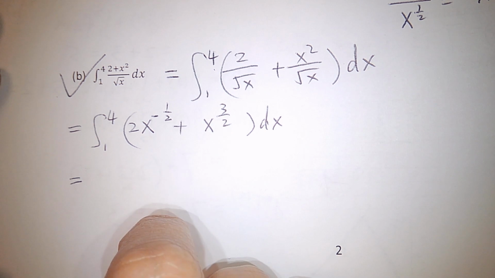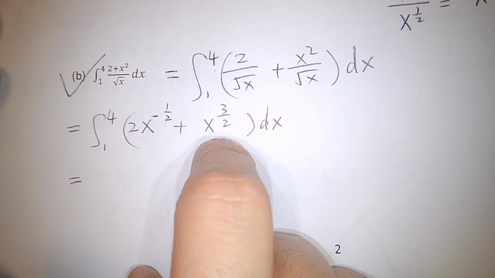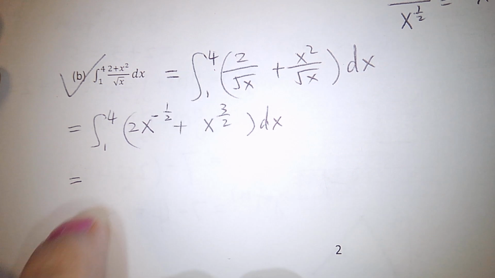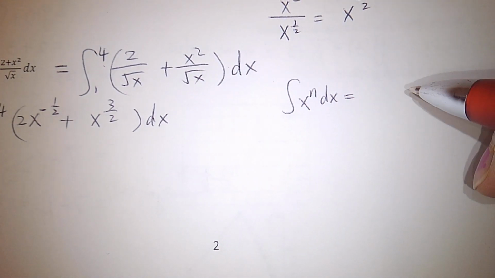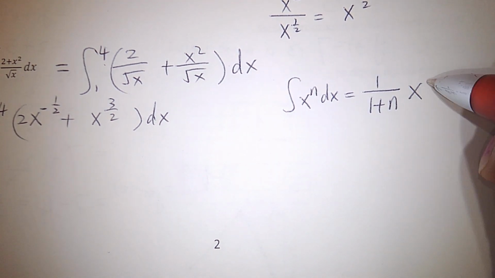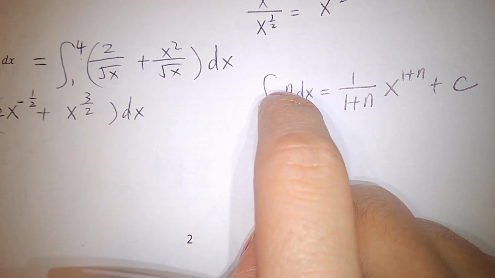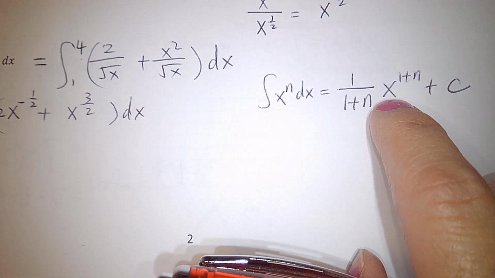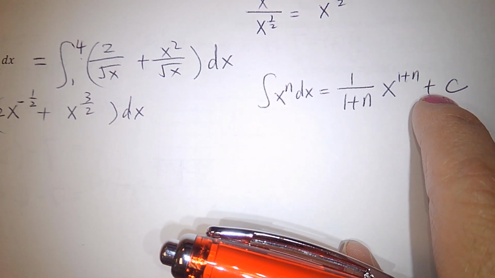What do we do from here? We want to integrate, right? So we need to find the antiderivative. What is the antiderivative for x to the nth power dx? What is the formula for antiderivative? If the power of x is n, it equals 1 over 1 plus n times x to the power 1 plus n. For an indefinite integral, we have to add a constant c.